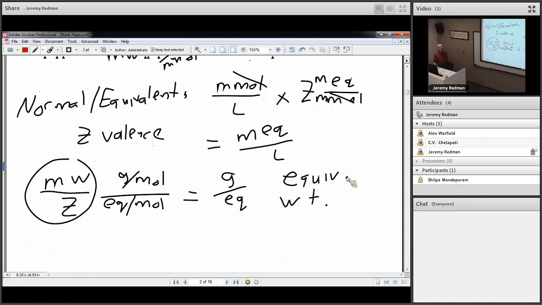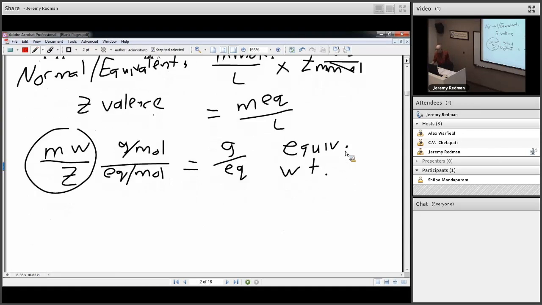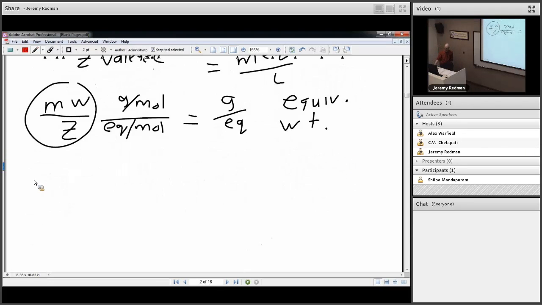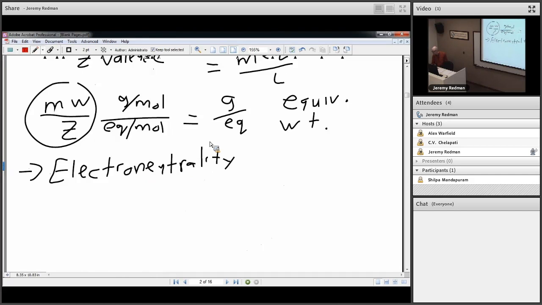So why does any of this matter? Why do we care about it? Well, oftentimes we might see a problem like, what's your best estimate of the missing species in water? And one of the ways we could approach a problem like that is to use the concept of electroneutrality. Electroneutrality essentially says that all of the positive charge has to equal all the negative charge. Or generally, the sum of the cations equals the sum of the anions.